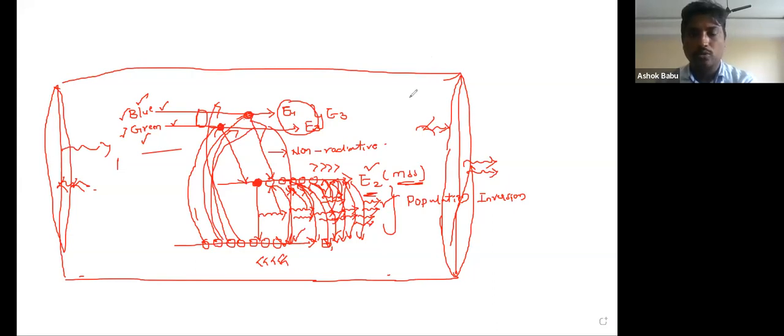The Al2O3 aluminum oxide particles are absent. They are not absorbing any wavelength from the flash tube. Only chromium particles.